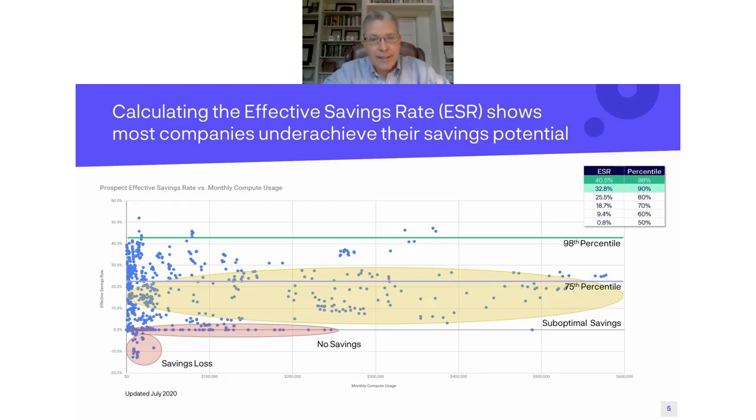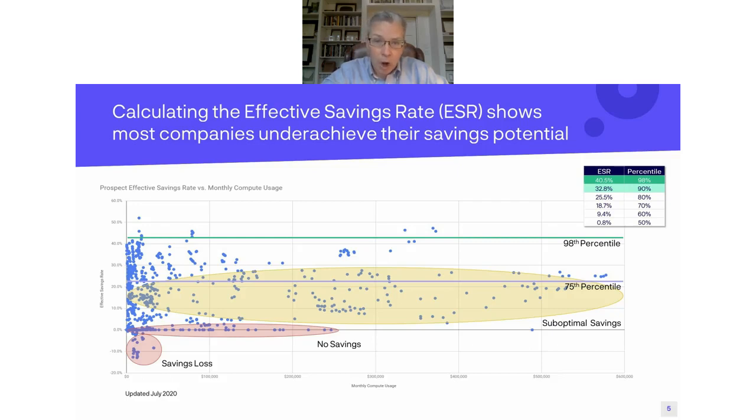And what we find is that largely most of those companies, even with that emphasis on financial optimization, are achieving overall effective savings rates in the teens, certainly less than 20%. In fact, you've got to be in the 75th percentile or better to be achieving discounts greater than 20%.